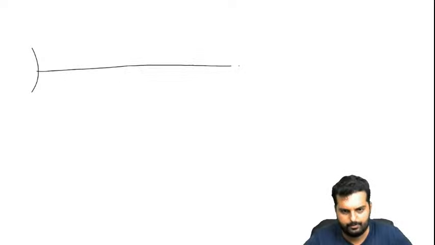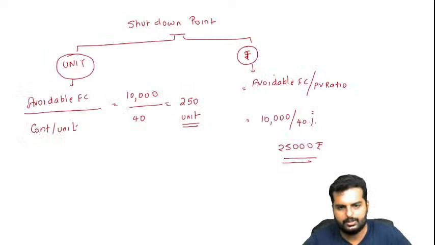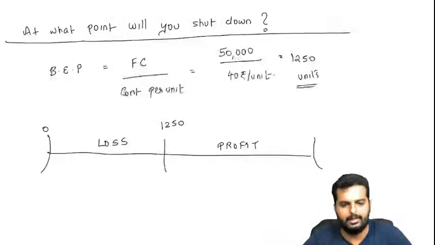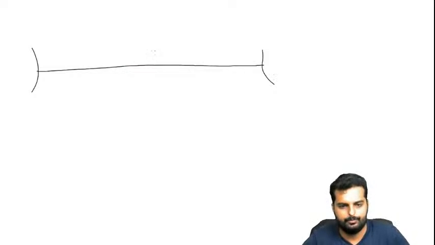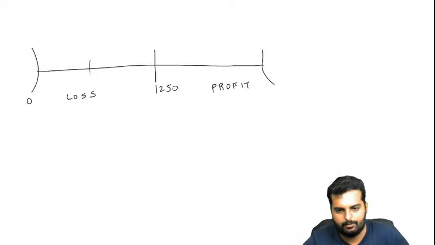Fine friends. Now, once you've got the answer, I'll draw a chart. Earlier we drew a chart where we got the break-even point. I believe the break-even point was 1,250, correct? 0 to 1,250 is actually a loss. Above this is profit. But I'll put one more line over here. Here I'll put it as 250 units.